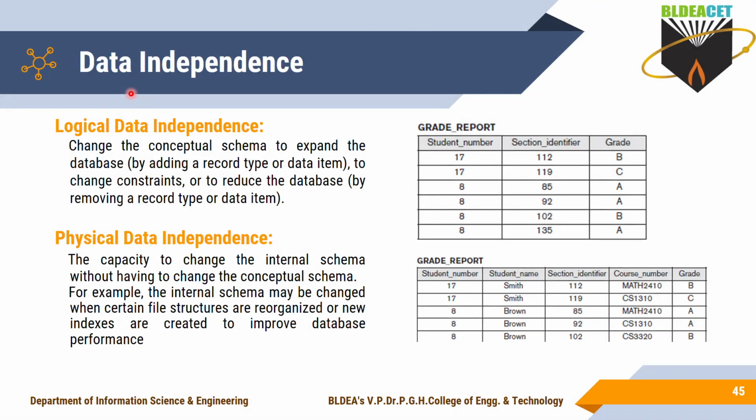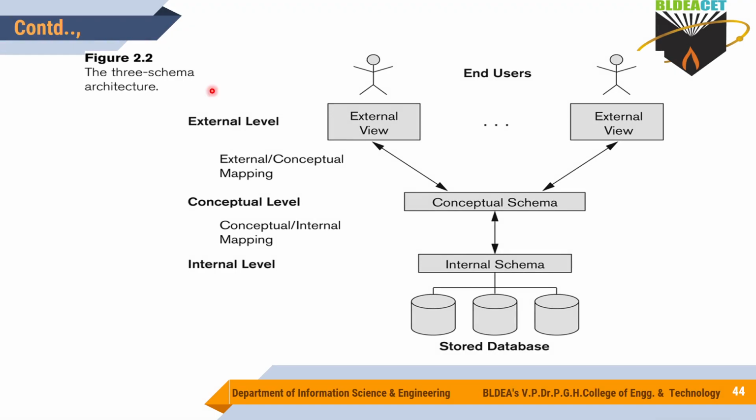Next, we use one term, data independence, based on your three schema architecture. Data independence is based on the levels. If you make any changes in the external level, it doesn't make any difference to your conceptual schema and the internal schema. In the same way, if you make any changes in the database structure in the conceptual schema, it doesn't make any difference to your internal schema and the external schema. In the same way, if you make any changes in the storage structure or storage format, it doesn't make any difference to your conceptual schema and the external schema.